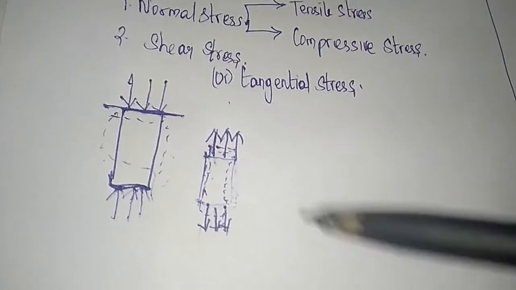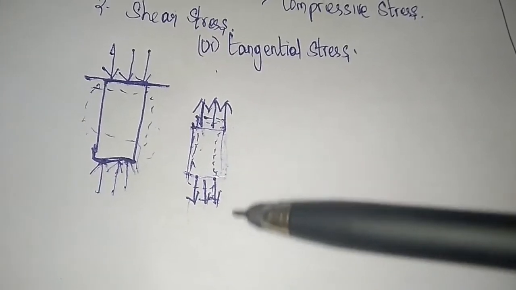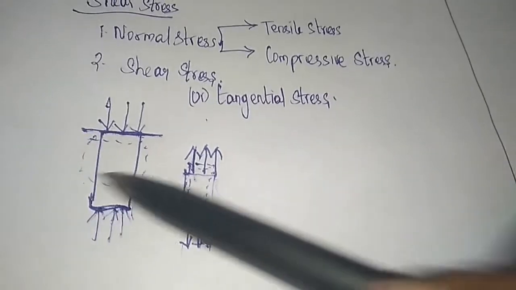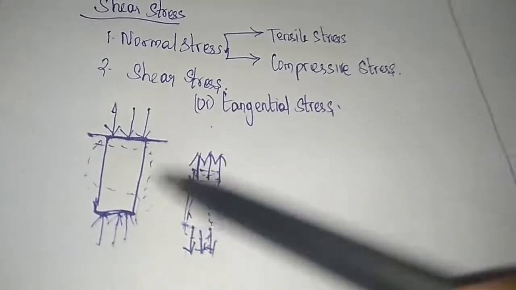Okay, if the perpendicular force is acting away, that is pulling the beam out, that is called tensile stress. Okay, you understand? So these two forces are called normal stresses. So the stresses due to the force.